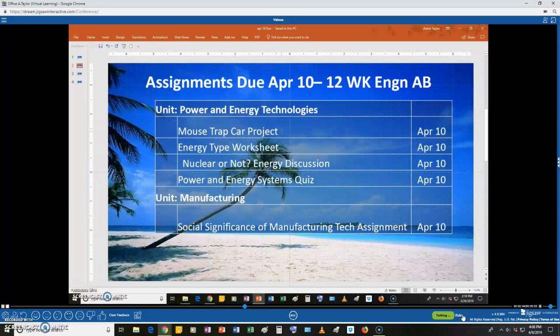And then you're going to go back and review all the challenge questions again and then take the quiz. Then you're starting in the manufacturing unit and looking at the significance of manufacturing technologies that have been made. You're not going through history as much, what devices were made when, as much as what difference those things made in our society.